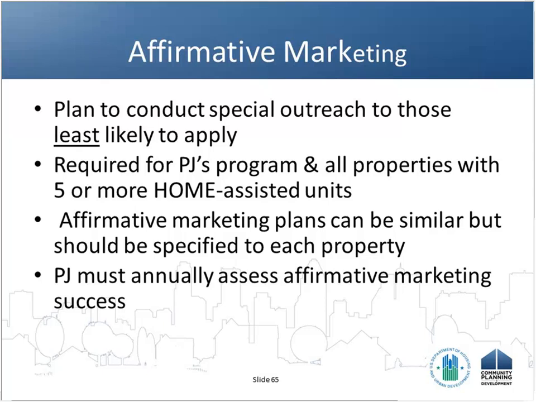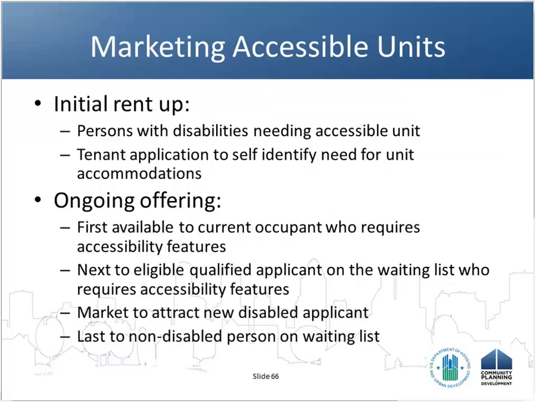So the PJ annually needs to assess the affirmative marketing success. Is this working? And as part of oversight on projects over the life of the affordability period, making sure that the project continues to market that property in compliance with the affirmative marketing plan.